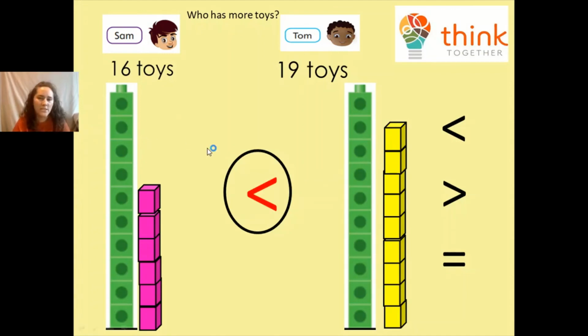Remember, a nice way to remember which way the symbols go round is think of it as a crocodile, and the crocodile likes to eat the bigger number. So that will help you when you're drawing your more than and less than symbols later. 16 is less than 19, and that means that 19 is more. So Tom has more toys.